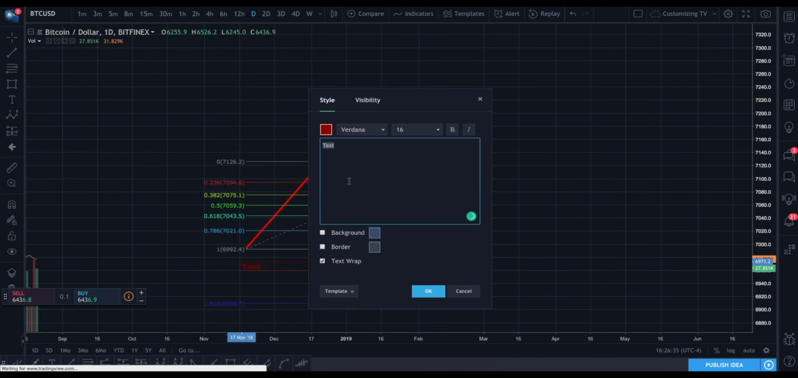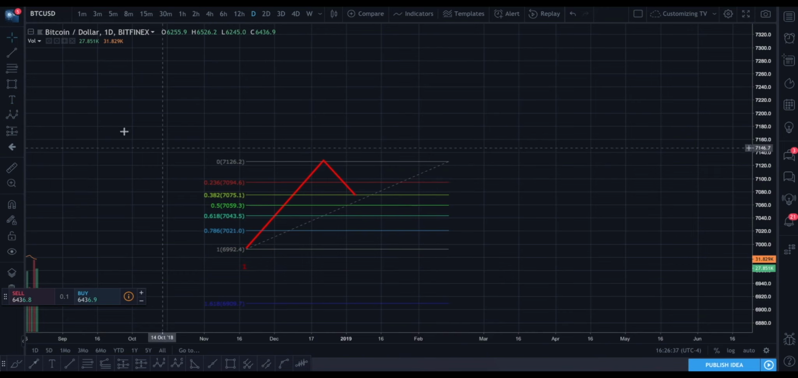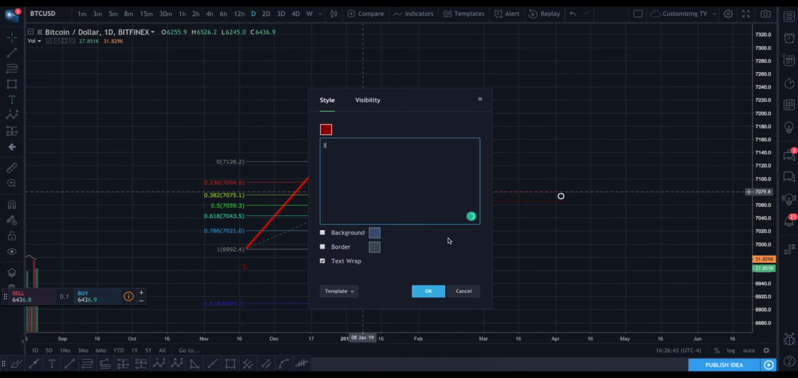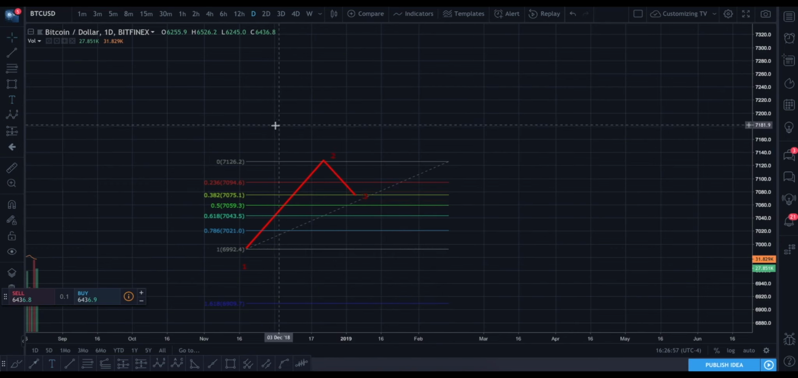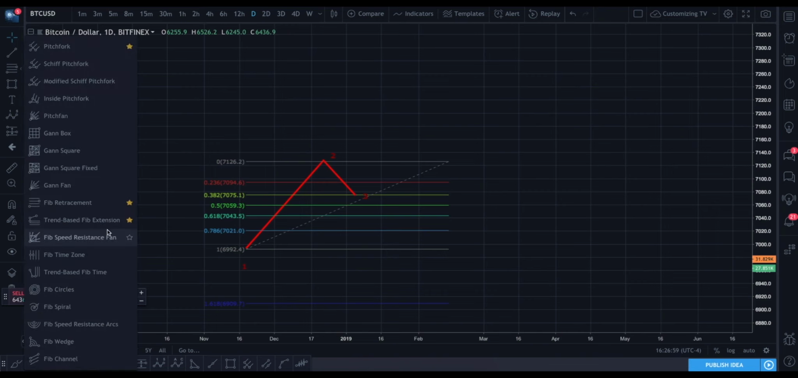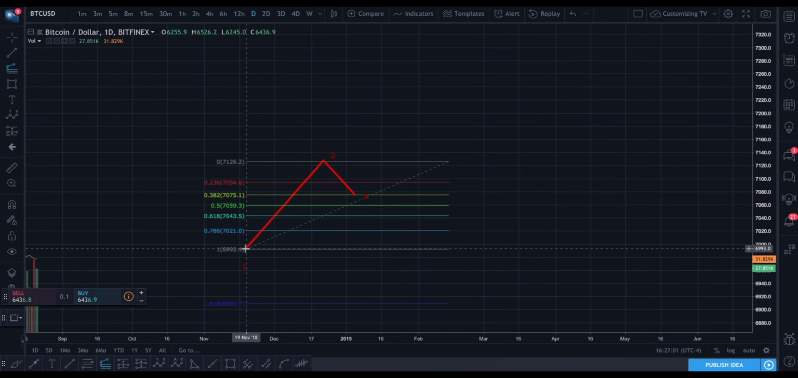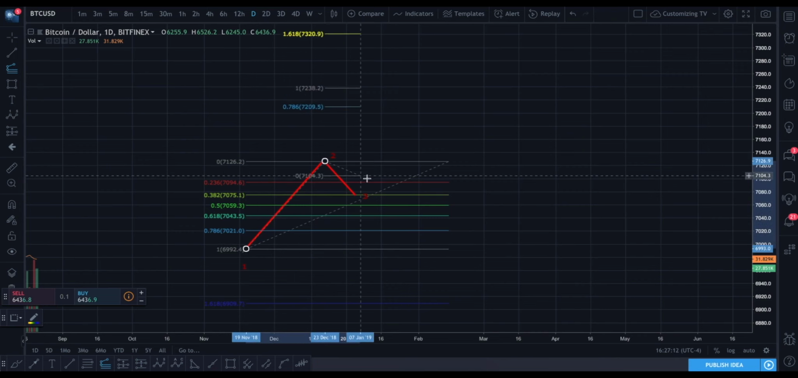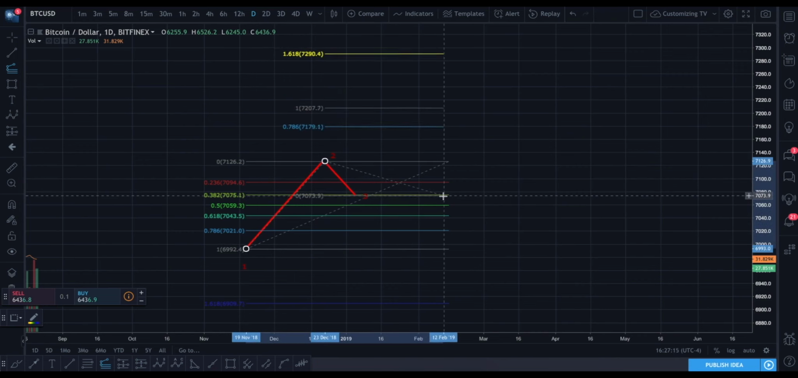Over here is point number 1. Over here, point number 2. And over here, point number 3. So this is how you do the extension. So you grab it over here, and then you click on point number 1. You then click on point number 2, and you drop it on point number 3.